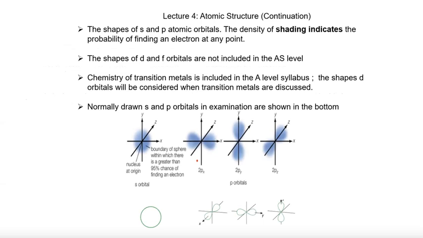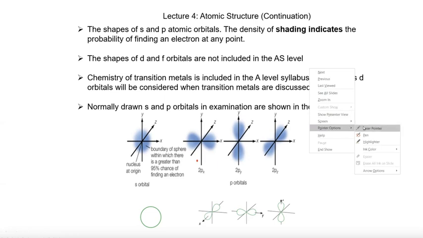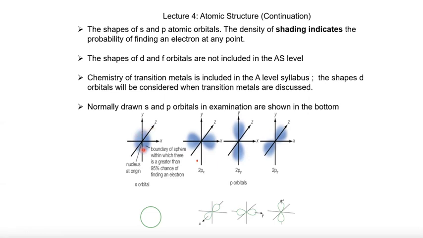Shapes of orbitals, s and p orbitals. You see, the shading indicates, let me take the screen pointer. The shading here indicates the probability of finding electrons is greater than 95%. And this is a circular shape. So the s orbital is circular in shape, which has no directional properties. But p orbitals do have directional properties in the x-axis, y-axis, and z-axis.